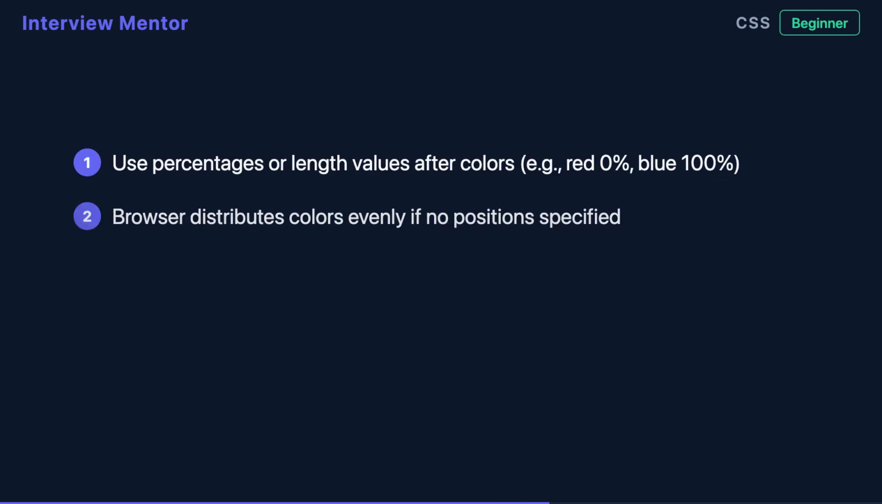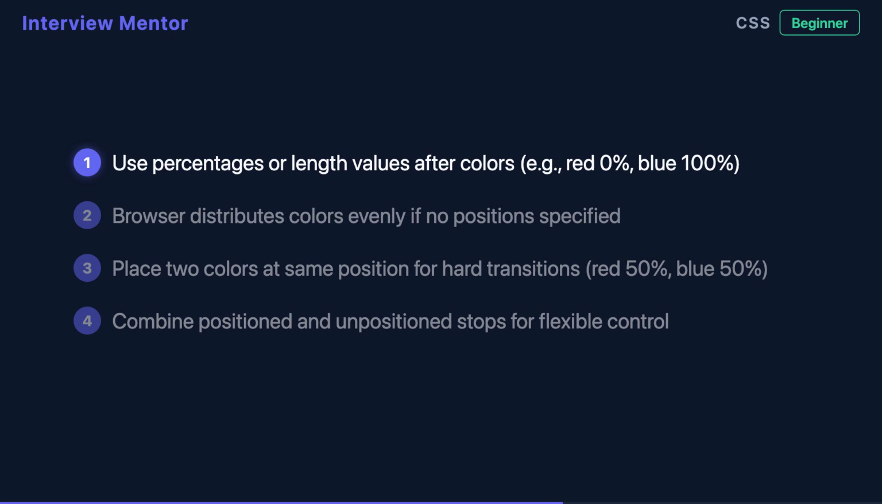Position values unlock creative control. Use percentages like red 0%, blue 50% to place colors at specific points. You can even create hard color transitions by placing 2 colors at the same position. For example, red 50%, blue 50% creates an instant color change with no gradient between them. This technique lets you build stripe patterns and geometric designs.